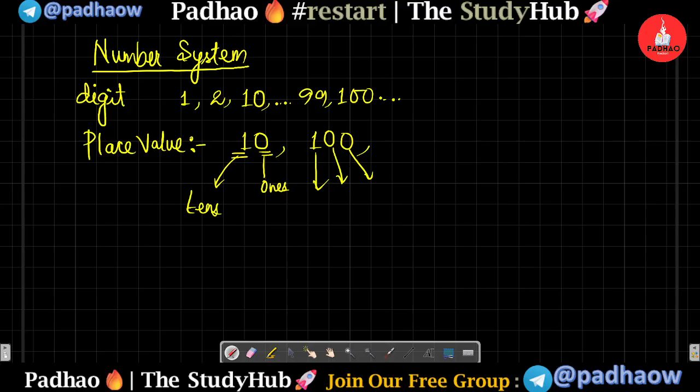Next, after place value, face value. Face value means the actual value of a digit. What is the face value of this digit in the hundreds position? The face value is the actual value, 1. What is the face value of this? This is 9. So I don't think you'll have any doubt regarding place value and face value.